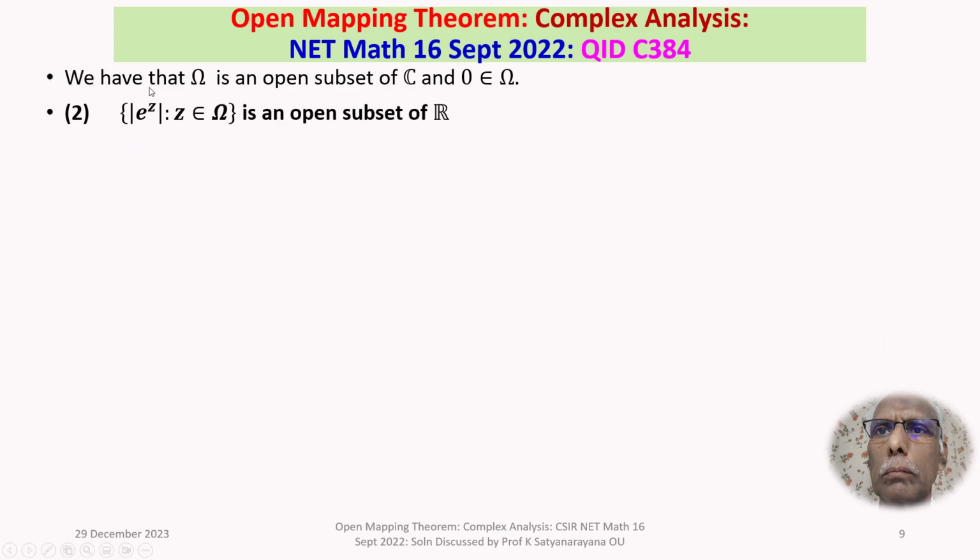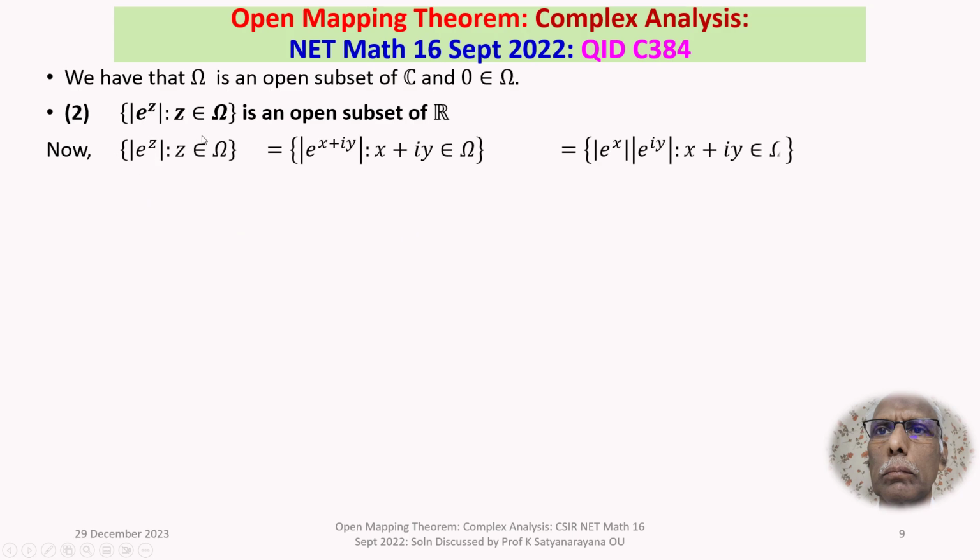That is, the set consisting of mod of e power z, z belongs to omega, is an open subset of R. Now, the set of mod of e power z, z belongs to omega, writing z as x plus iy, is the set of all mod of e to the power of x plus iy, where x plus iy belongs to omega. And this is equal to the set of all mod of e power x into mod of e to the power of iy, where x plus iy belongs to omega. And mod of e to the power of iy is 1.